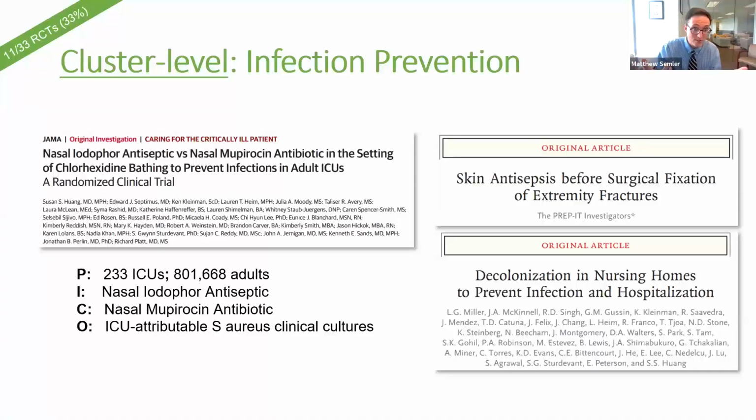There are two choices for how to do that, iodophor or mupirocin. And this trial randomized the ICUs to either use iodophor or use mupirocin to see if that affected the risk of ICU attributable Staph aureus clinical cultures. So that's an example of an infection prevention trial. You can see others here: decolonization in nursing homes to prevent infection, skin antisepsis before surgery. So that's that first type of cluster level trial.